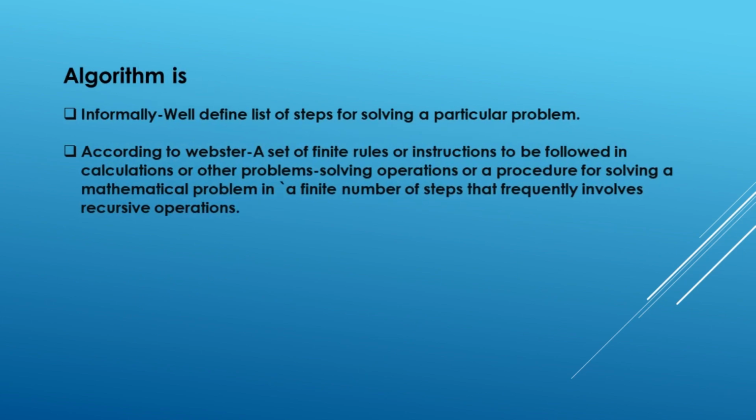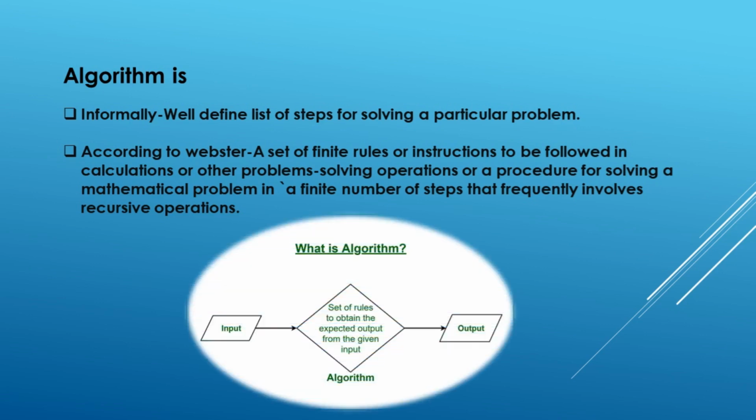Firstly, let's find out what an algorithm is. Informally, an algorithm is a well-defined list of steps for solving a particular problem. And according to Webster, an algorithm can be defined as a set of finite rules or instructions to be followed in calculations or other problem-solving operations, or a procedure for solving a mathematical problem in a finite number of steps that frequently involves recursive operations. Also, we can get a rough idea from this diagram.